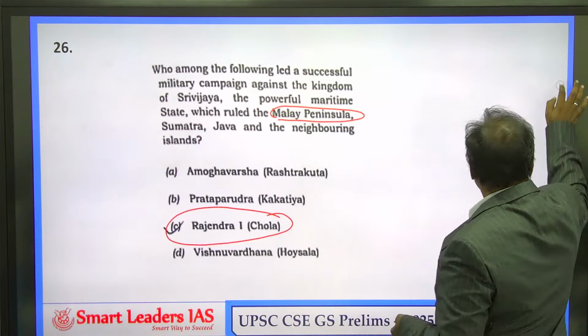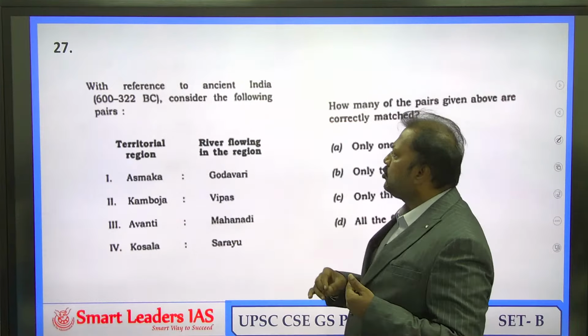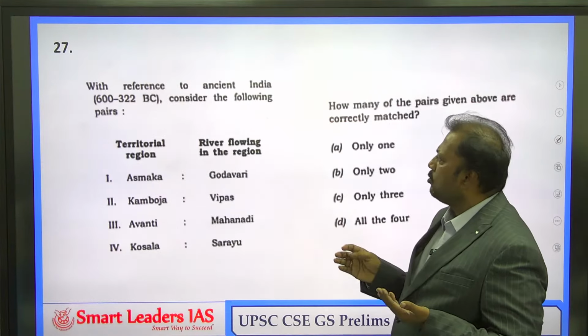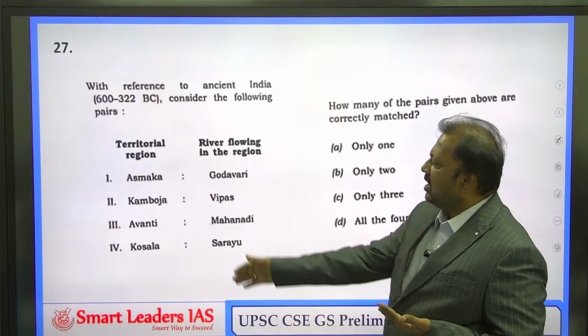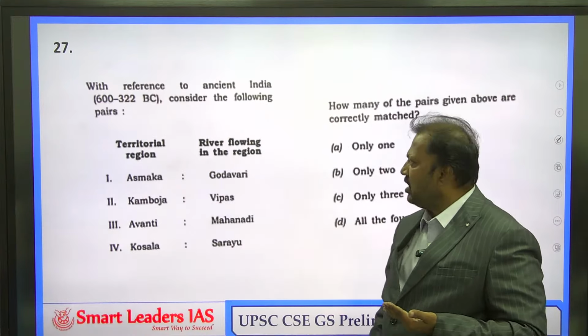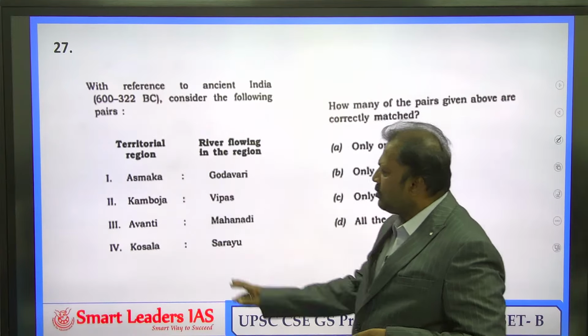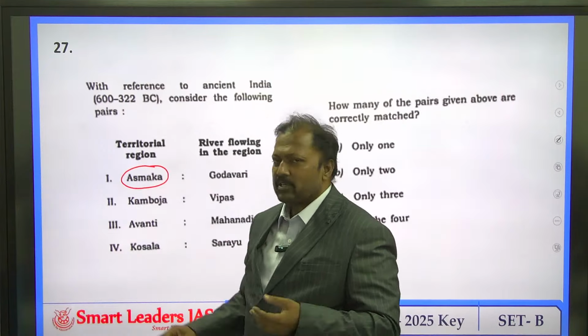Simple. Next, with reference to ancient India, 600 BC to 320 BC, consider the following pairs here given. They have given some territories, Mahajanapadas, and rivers. Assaka is one of the Mahajanapadas which is existing in present-day Maharashtra.